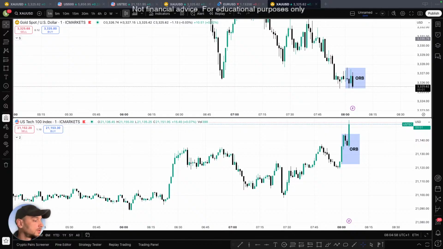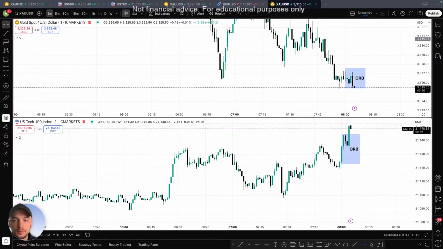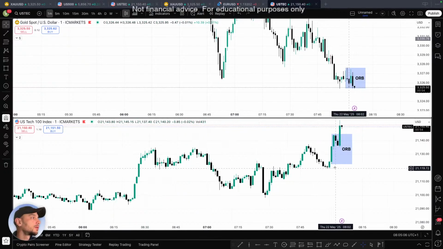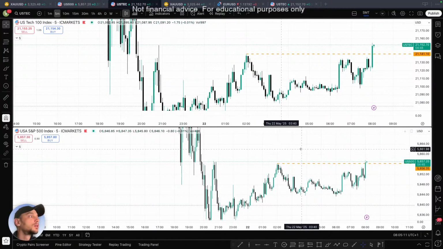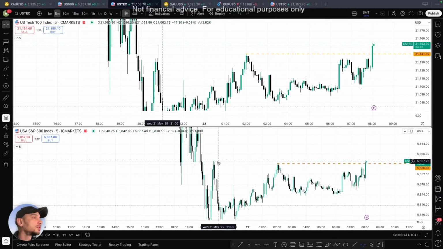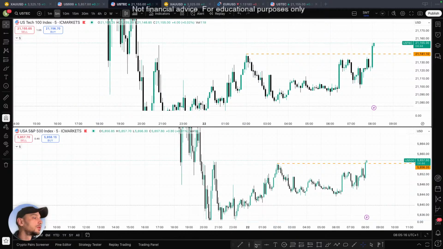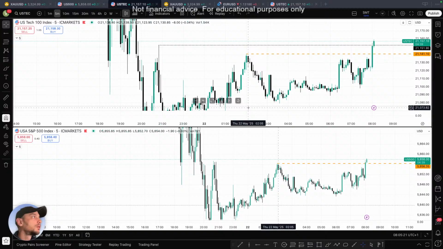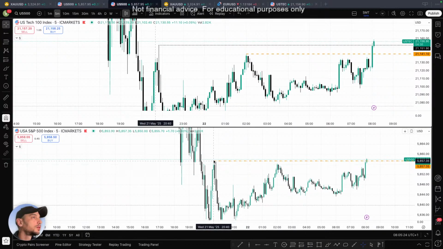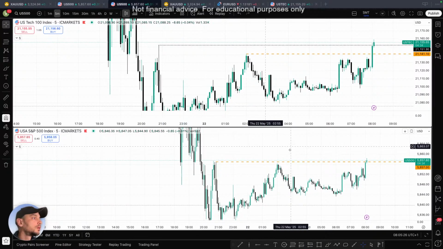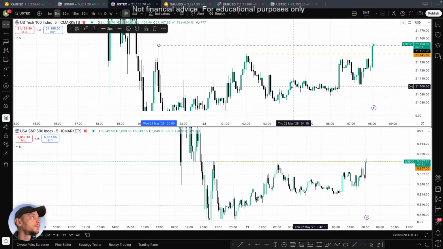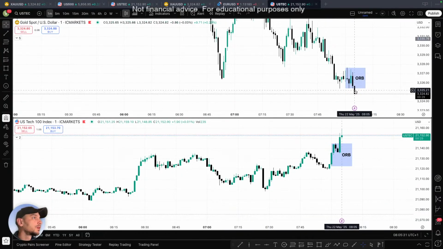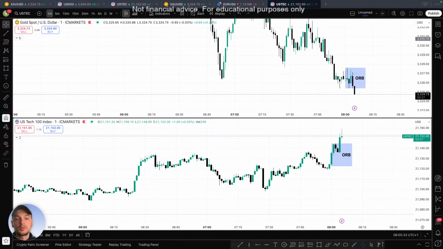Good morning. Yeah, we break above on Nasdaq, and we break the SMT here. We have another one here. Yeah, this one is swept as well. Gold is breaking below, so this is what I'm interested in.